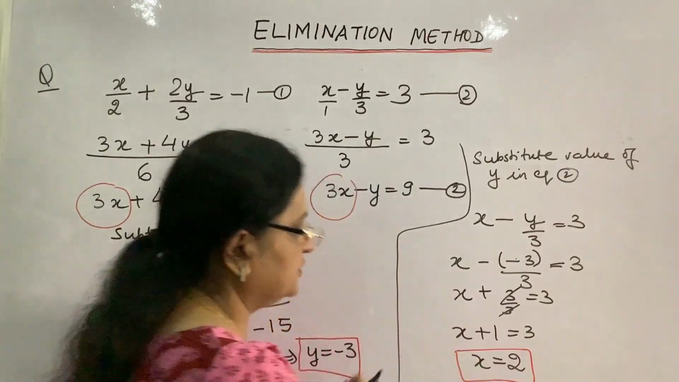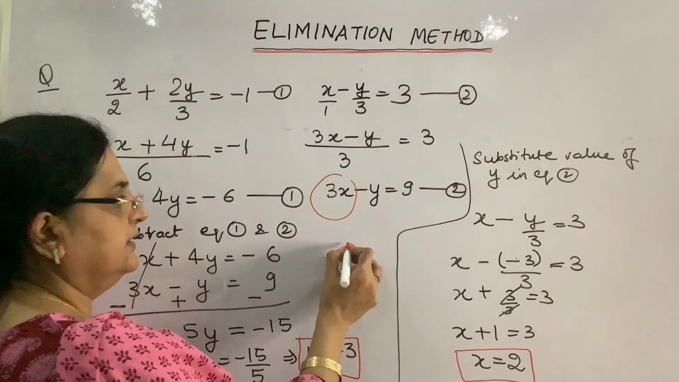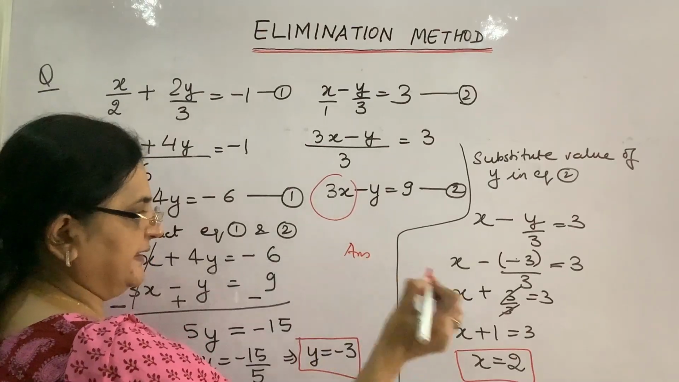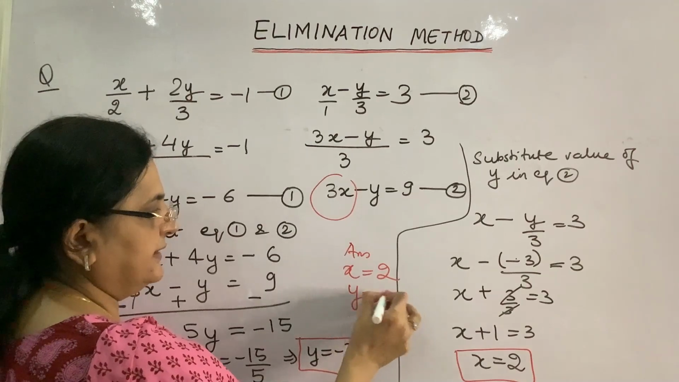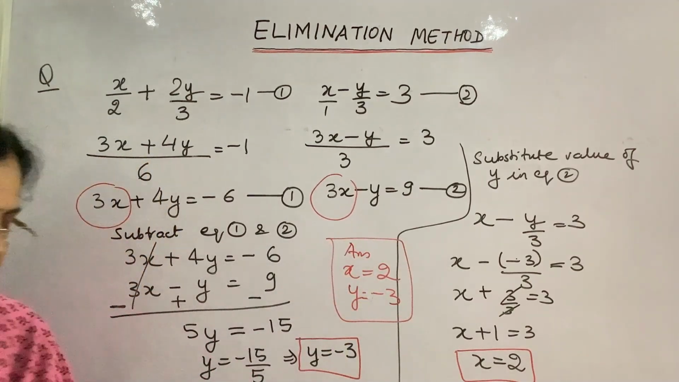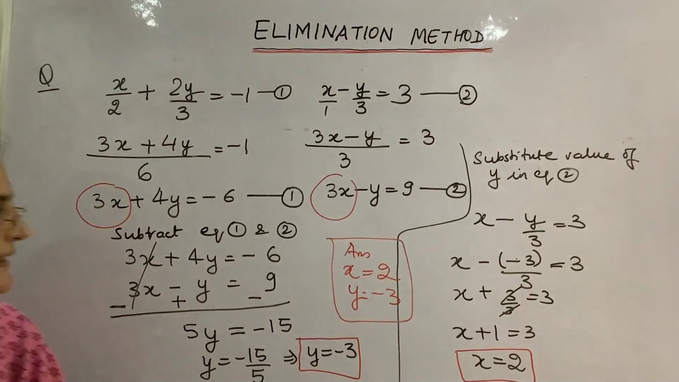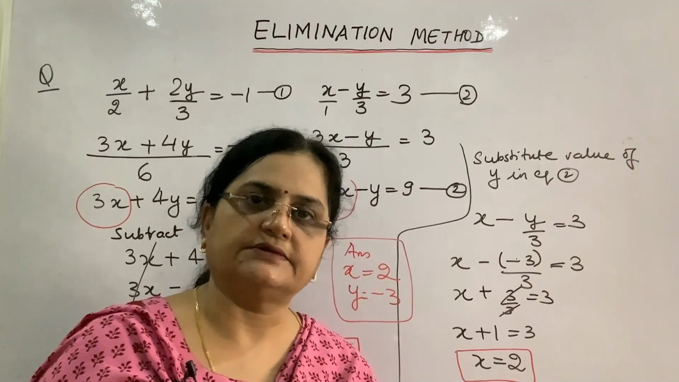So what are the values of x and y you have got? Let me write down the answer here. You don't have to write it here; I am writing it for visibility. x is equal to 2 and y is equal to minus 3. This is the answer. These are the values of x and y we got on solving these two equations.